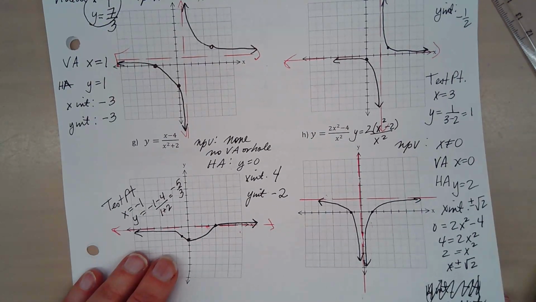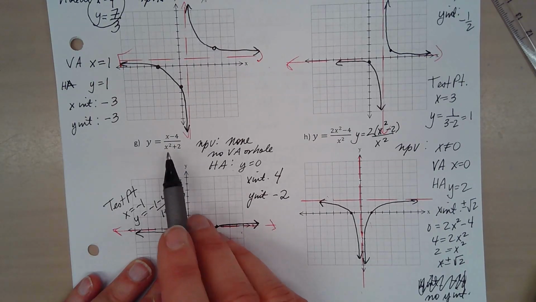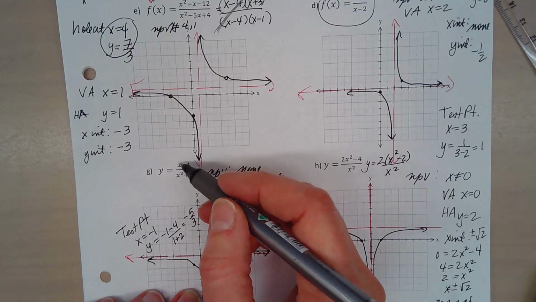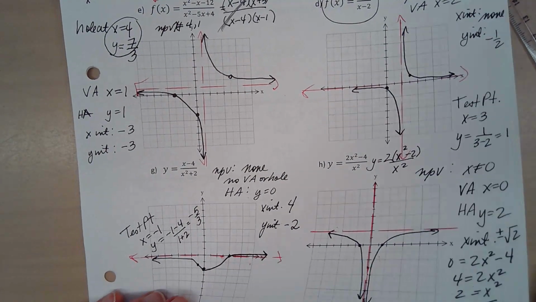Horizontal asymptotes are allowed to be crossed. It doesn't do anything. Look, if I put the 4 in here, 4 minus 4 is 0, I get an answer of 0. That's okay if I get 0 on the top, just not on the bottom.